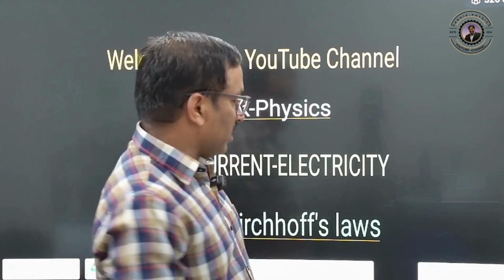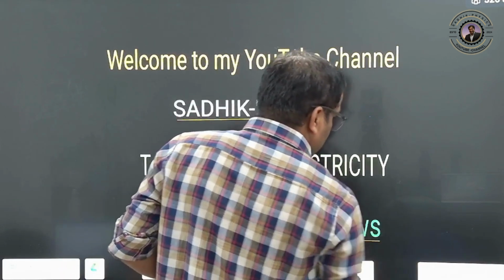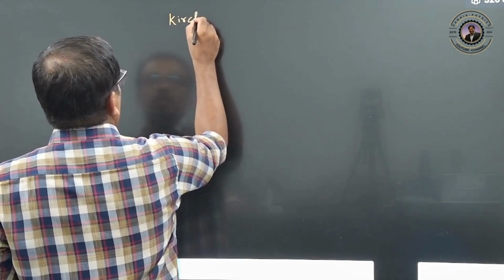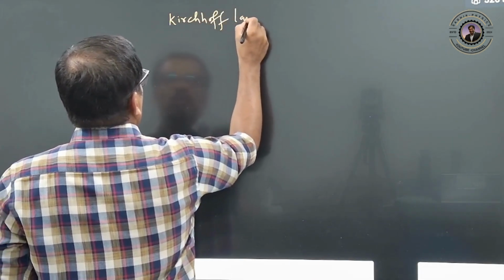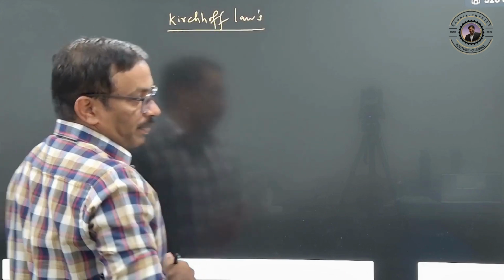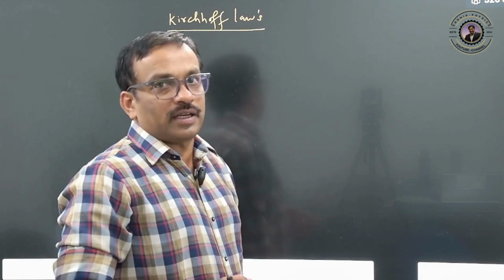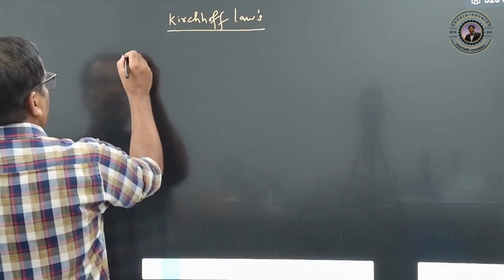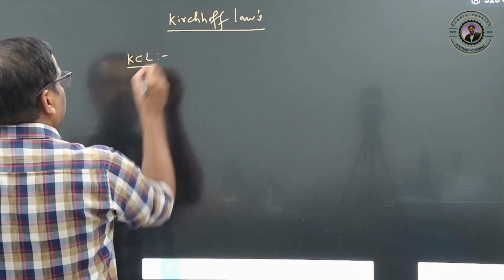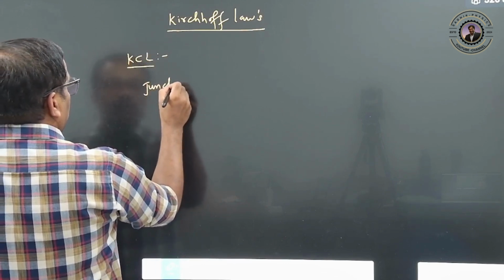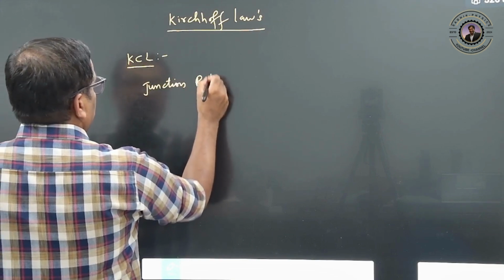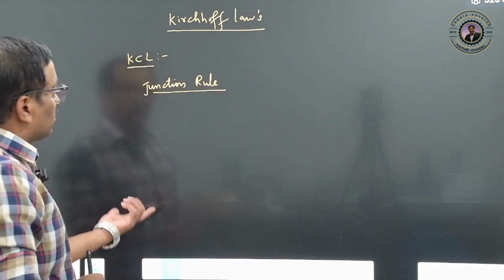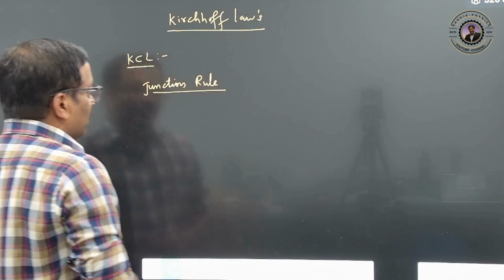Now let us see what the Kirchhoff laws are. So there are 2 laws given for circuits, because so many complicated circuits will be there. In that, 2 laws are there. One is Kirchhoff current law, KCL, or sometimes you can call it a junction rule. Kirchhoff current law or junction rule, both are the same only. So what is this now?